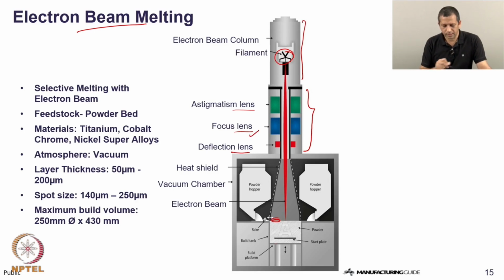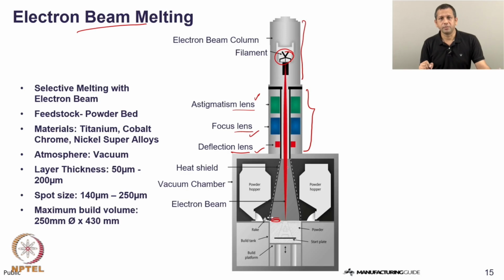We have focus lenses which control the diameter or the size of the beam, and we have deflection lenses which help move the beam on the platform. Astigmatism lenses are also important because they control the blurredness and the shape of the beam. These lenses can be used to create a circular beam instead of a stretched beam spot that we would get on the powder bed.